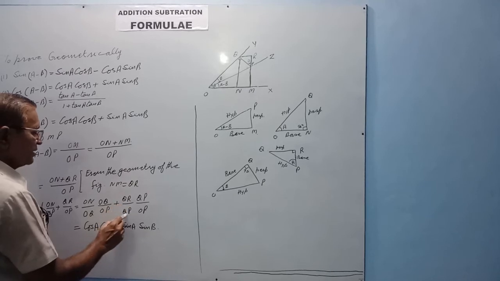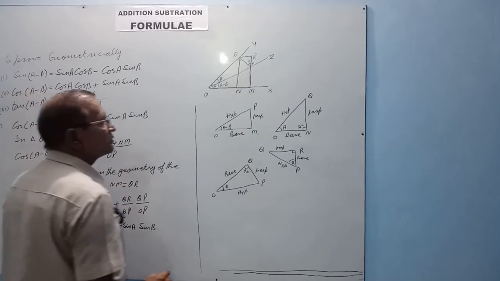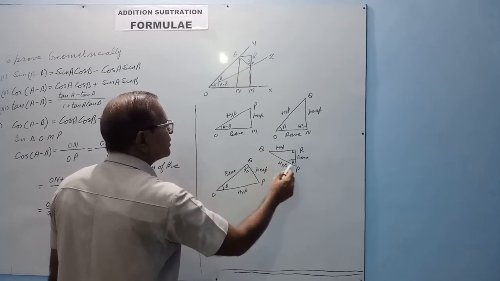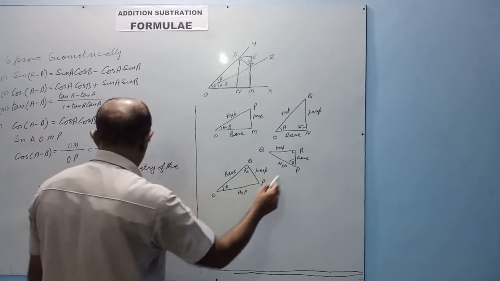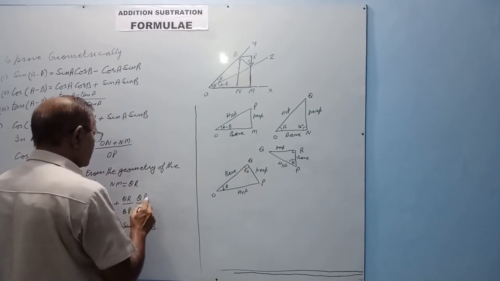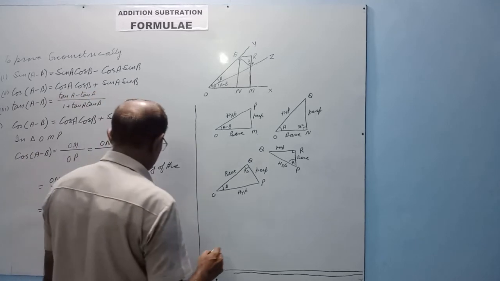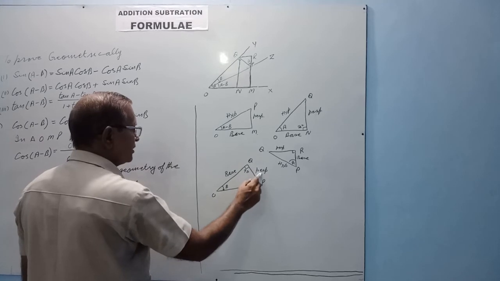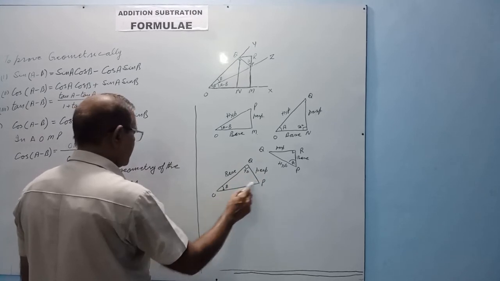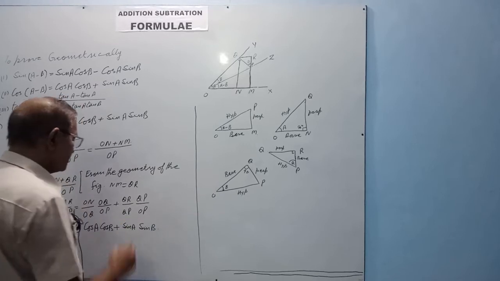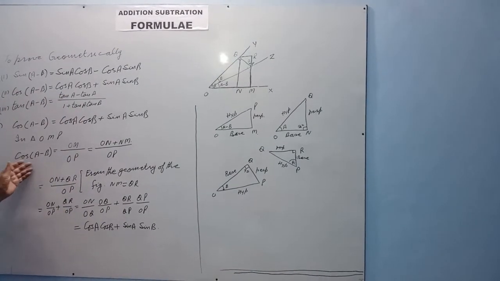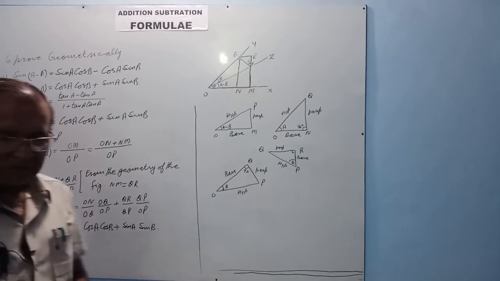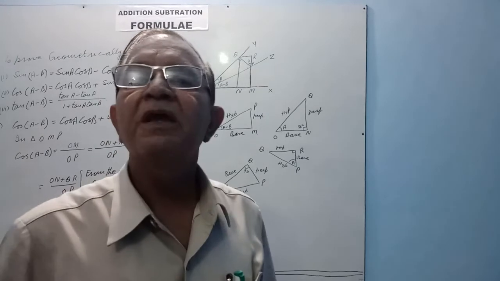Similarly here QR by QP. QR in the small triangle, QR perpendicular, QP hypotenuse. Perpendicular by hypotenuse, sin A. QP by OP: here it is QP, perpendicular by OP hypotenuse, which is sin B. Like that we can prove cos A minus B is cos A cos B plus sin A sin B. Now come to tan.